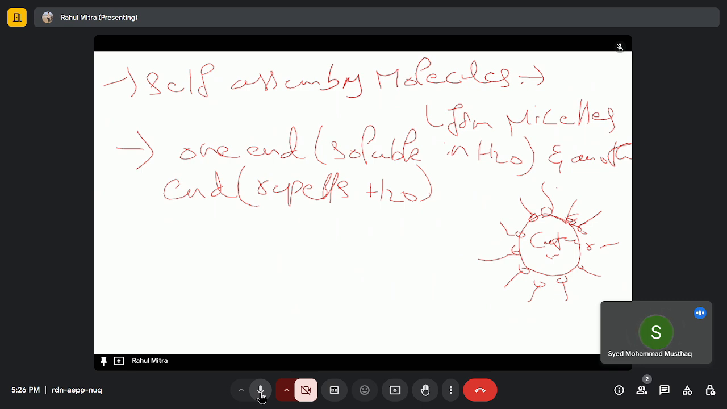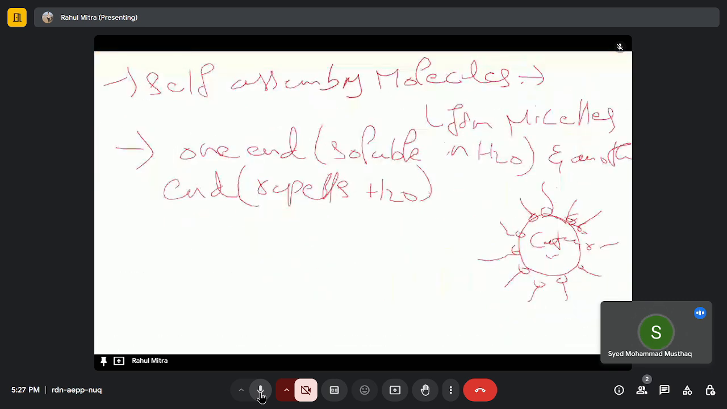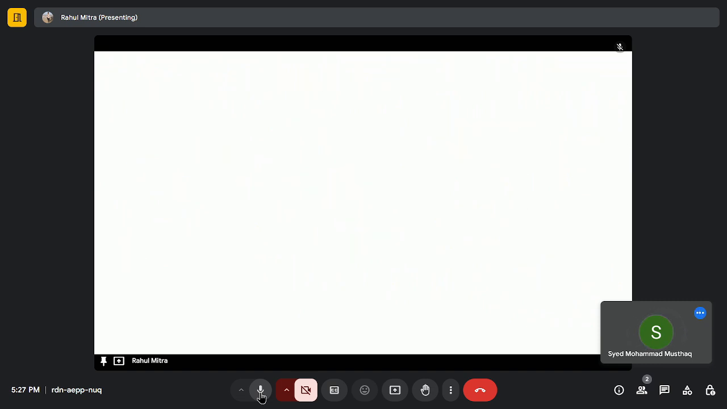In micelles we can even form 2D nanofilms. In molecular self-assembly, we can even form 2D nanofilms. And one famous technique which we use to form 2D nanofilms is the Langmuir-Blodgett technique. There is a famous scientist who proposed this technique to form the 2D nanofilms, and he took a fatty acid.